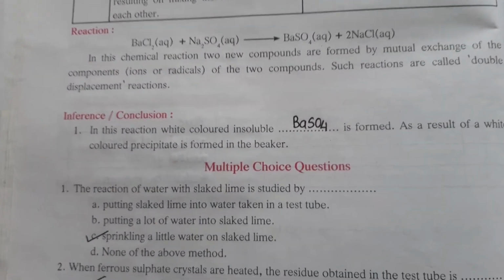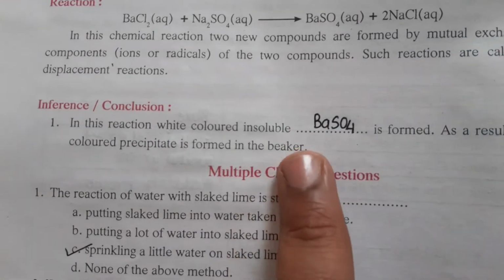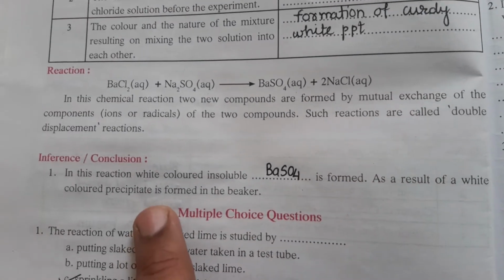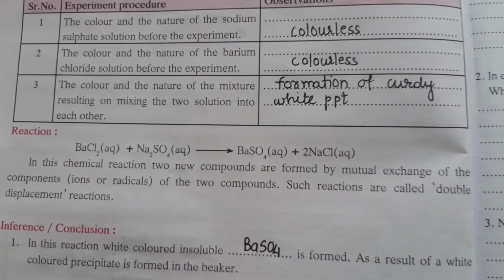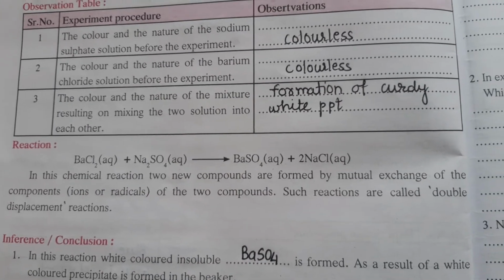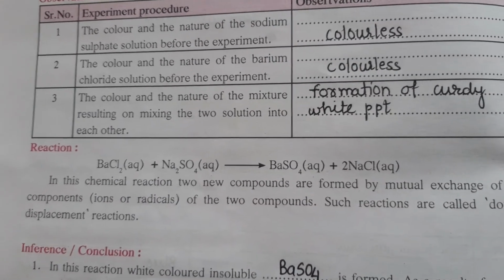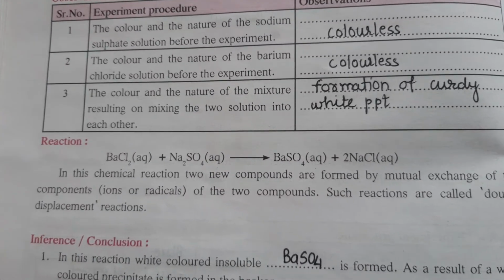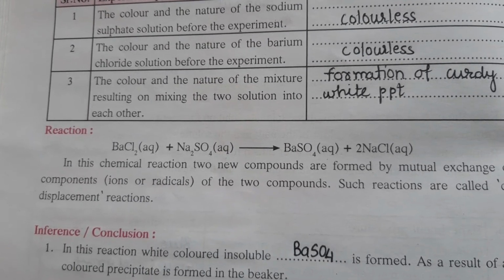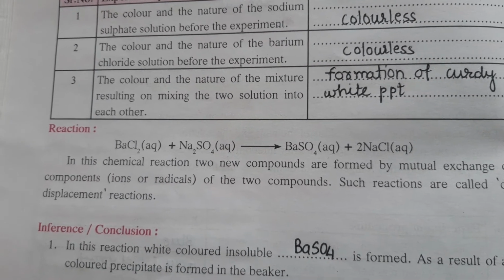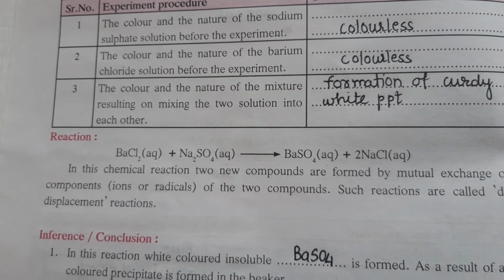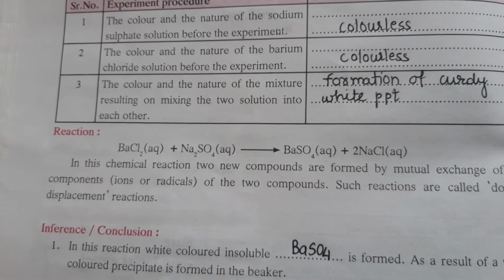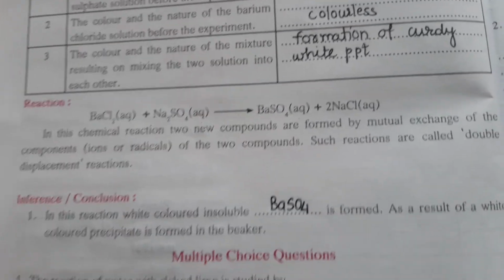So here you can see the reaction. The conclusion is that white colored insoluble BaSO4, that is barium sulfate, is formed, and the white precipitate is formed in the beaker. So this is a double displacement reaction. As I also mentioned in the previous practical, the barium has replaced the sodium, and the chloride is combining with the sodium of the sodium sulfate. Both are displacing each other, and therefore it is known as a double displacement reaction.